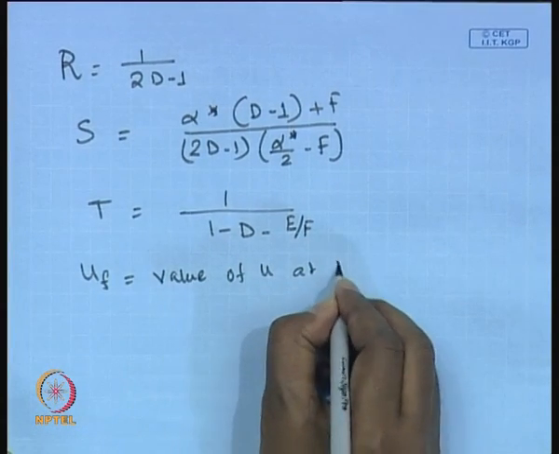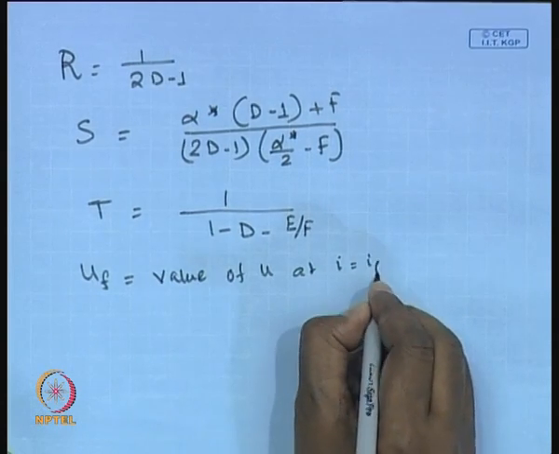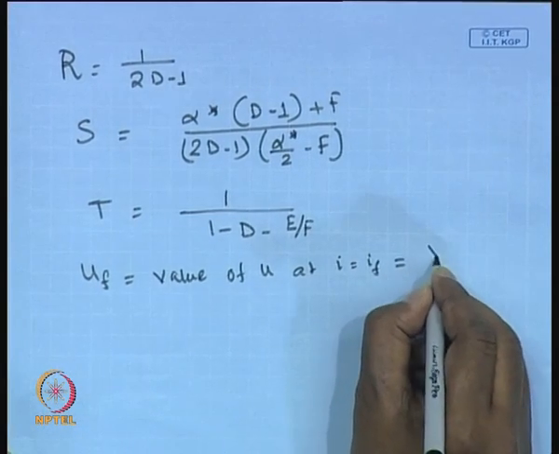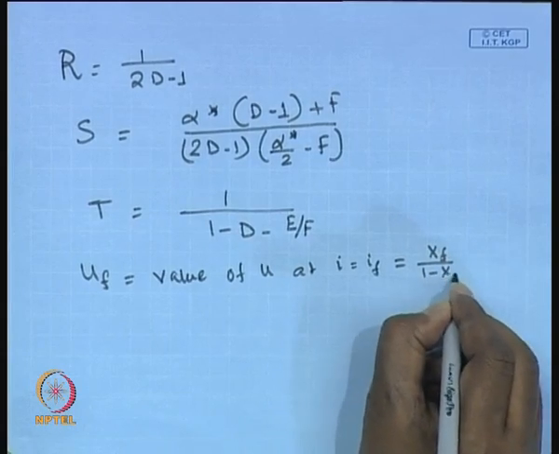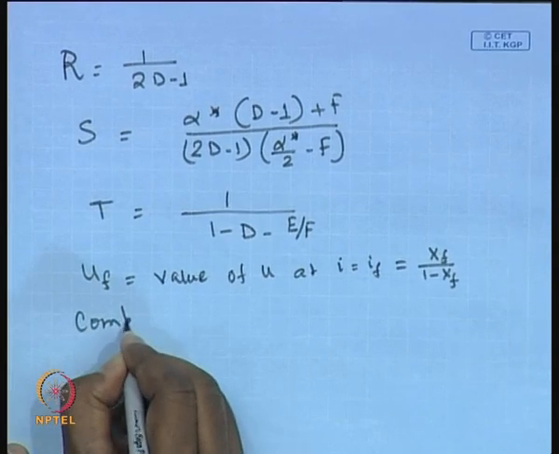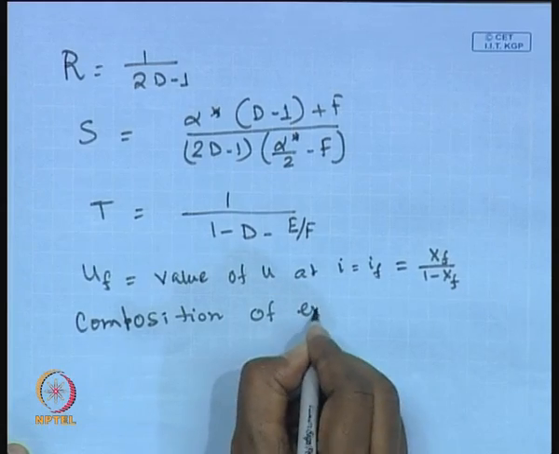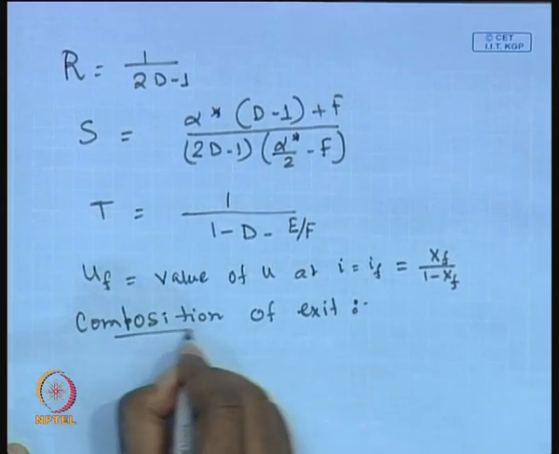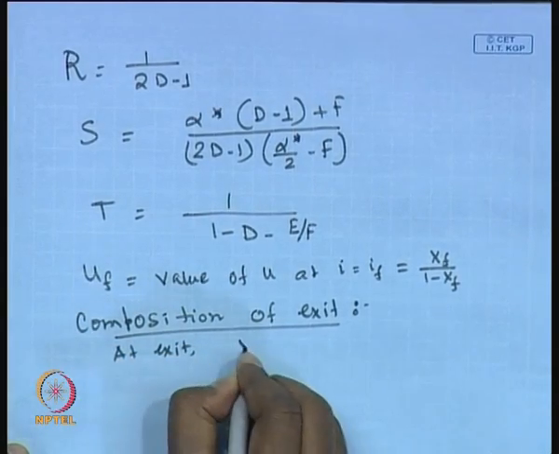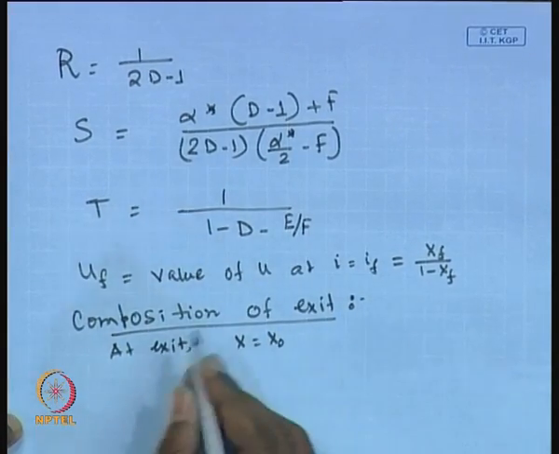at I is equal to I f, and what is that? I f is equal to nothing but x f divided by 1 minus x f. That means at the feed conditions. Now, composition at the exit of the feed stream is given as, at exit, x is equal to x naught, that is the reject composition finally that is going out.